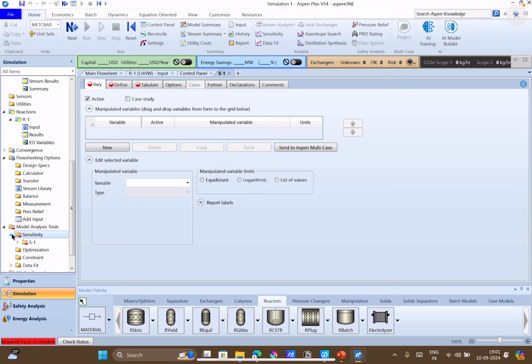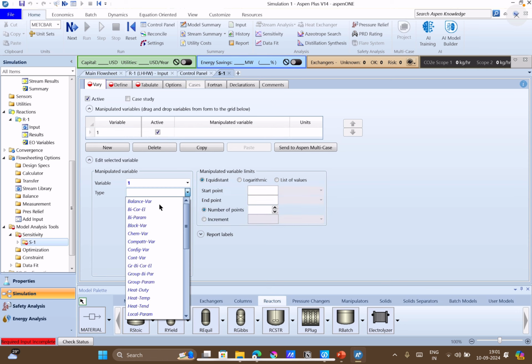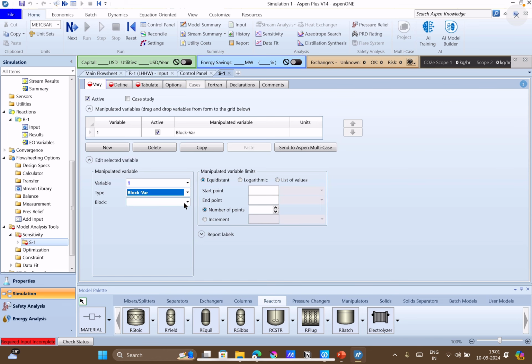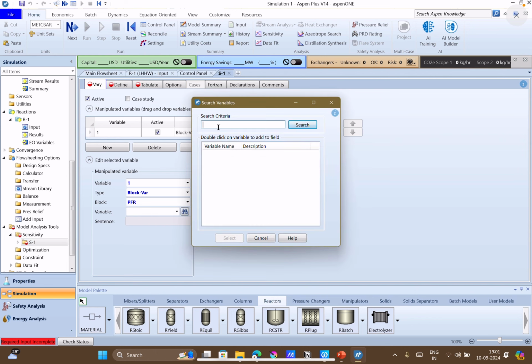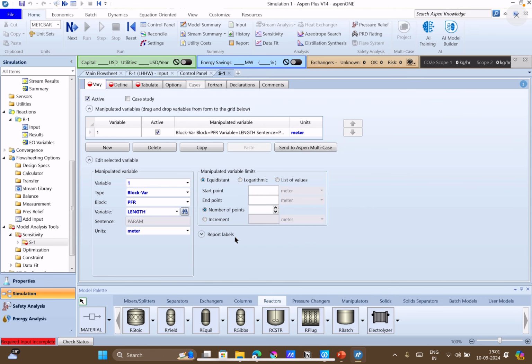Here we will add block variable, since we want to check how varying the length of PFR will affect the conversion. So let's search for the length of the reactor, select this as a parameter, start value let's give 1 and end value let's say 10, and number of points I want in between is 50.